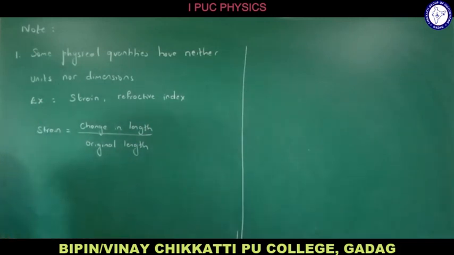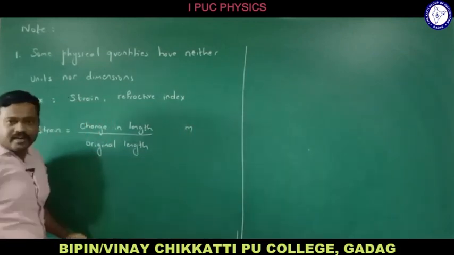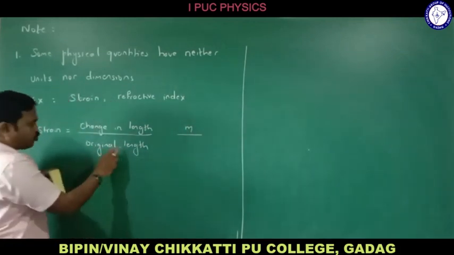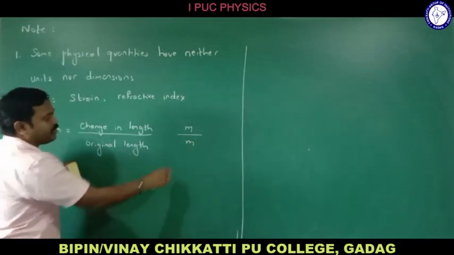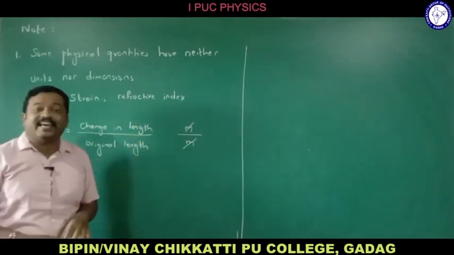Okay, what is the SI unit? Let us check it out. SI unit of change in length, meter. SI unit of length is what? Meter divided by the original length. It is also meter. So they will get cancelled. That is the reason strain does not have any unit. Right? Why is it not having any unit? Because they cancel each other.